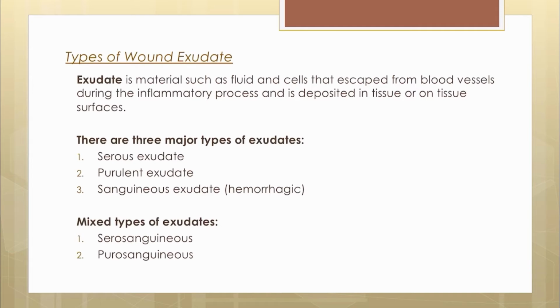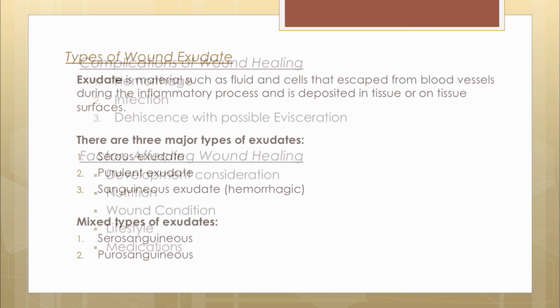So there are three major types of exudates: the serous exudate, purulent exudate, and the sanguineous or hemorrhagic exudate. There are also mixed types of exudates, like serosanguineous, consisting of clear and blood-tainted drainage, and purosanguineous, consisting of pus and blood. So those are the types of exudates.